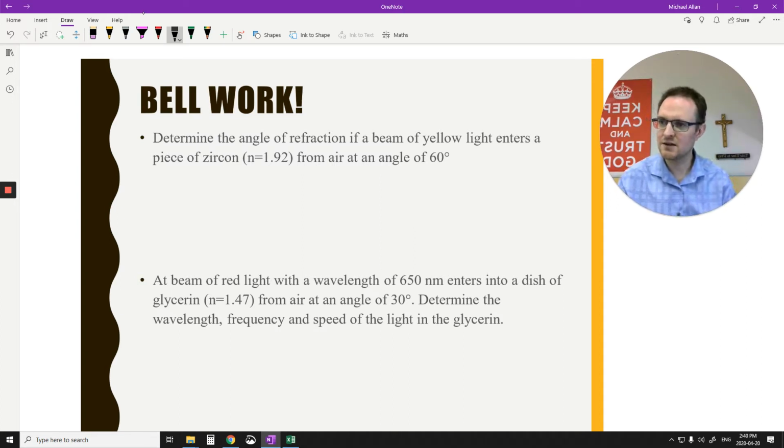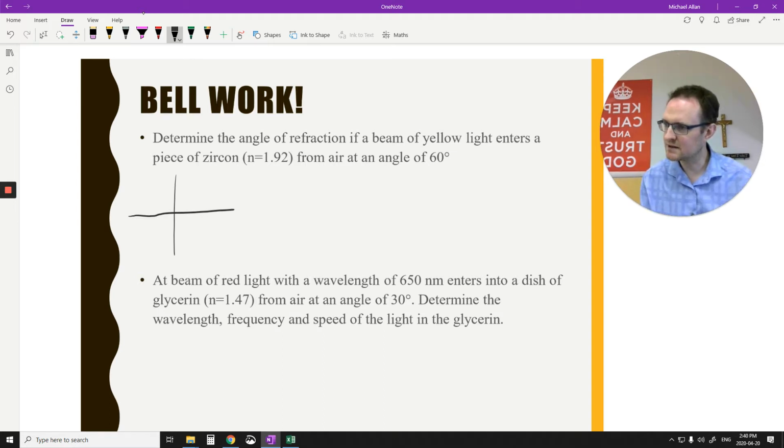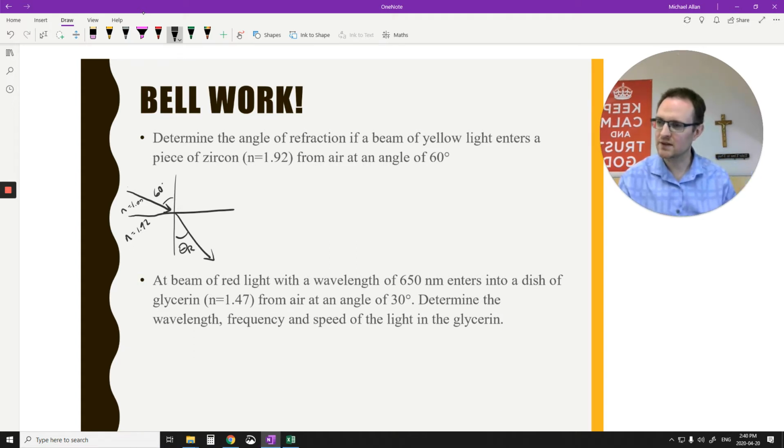Determine the angle of refraction of a beam of yellow light that enters zirconium, which has an index of refraction of 1.92, from air at an angle of 60 degrees. There's my zirconium, with light coming from air at 60 degrees. Air is 1.00, zirconium is 1.92. We're trying to find the angle of refraction going from less dense to more dense, so it's going to bend towards the normal. I'm assuming this angle is going to be less than 60 degrees, but I don't know exactly. Let's figure that out.